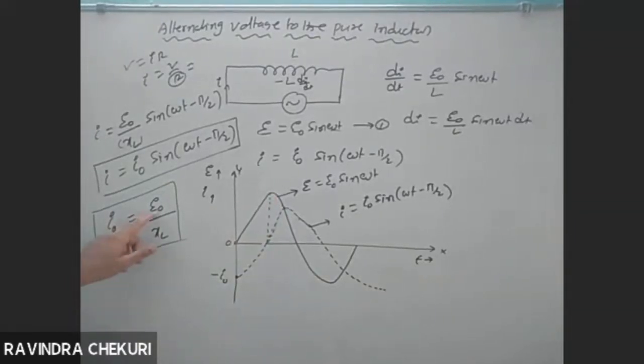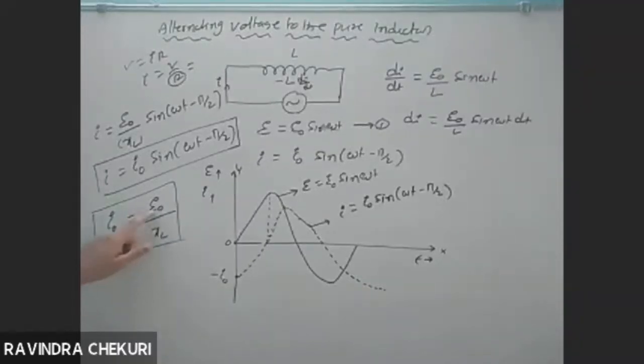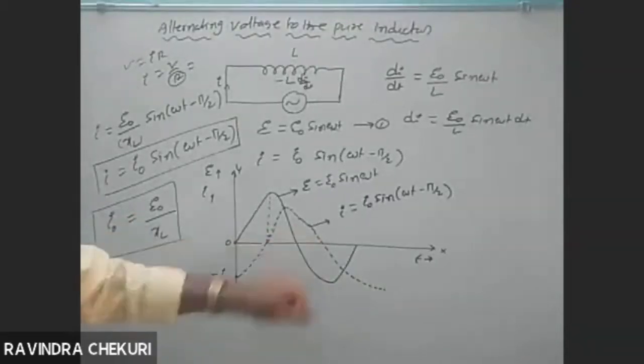I naught is equal to E naught by XL. E naught is greater, I naught is less. So it is less than that.